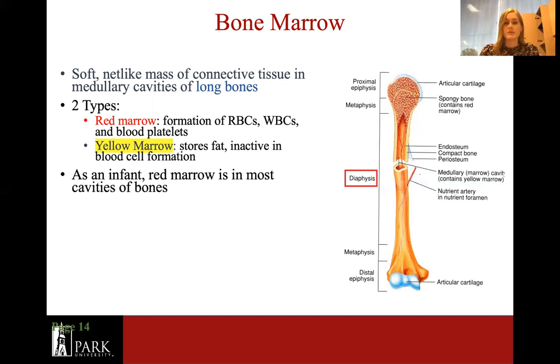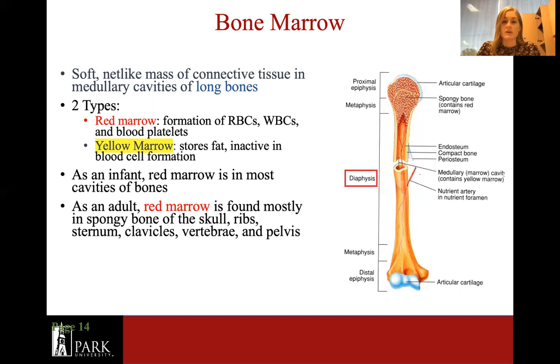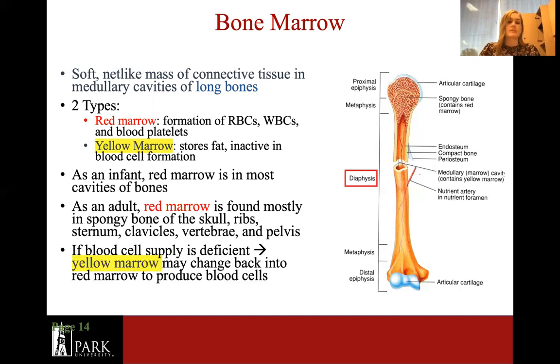As an infant, red marrow is in most cavities of your bones. As an adult, that red marrow is found mostly in the spongy bone of your skull, your ribs, your sternum, your clavicles, your vertebrae, and your pelvis. So as you get older, red marrow is only found in more select regions of your body. However, if blood supply is deficient, if you're low in red blood cells, your yellow marrow may change back into red marrow to produce those blood cells. So that is a possibility, but that is not yellow marrow's main role.